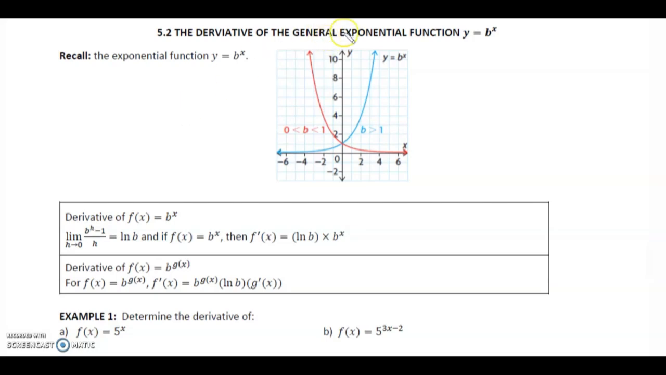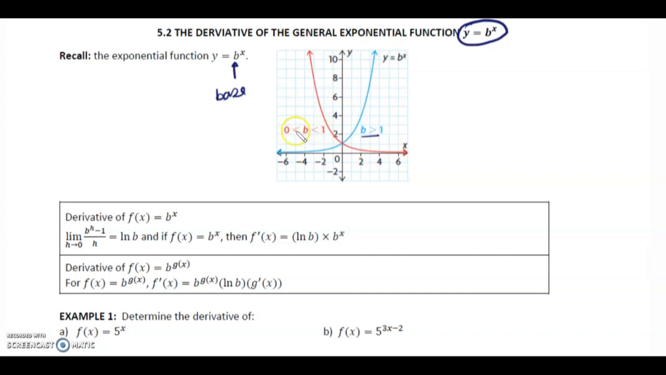5.2, the derivative of a general exponential function. So our exponential function is in this form here, y equals b to the x. So we have some base, b, and that's going to depict how our graph looks. If b is greater than 1, it's going to increase to the right.